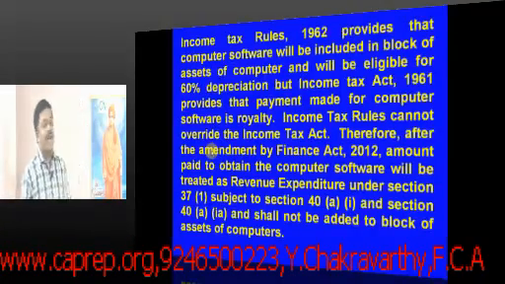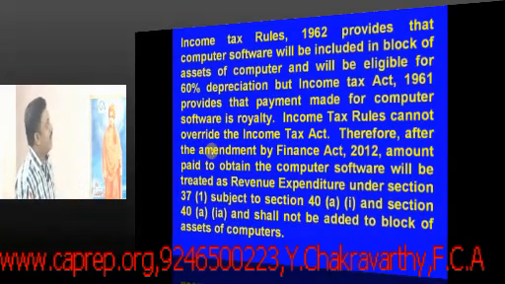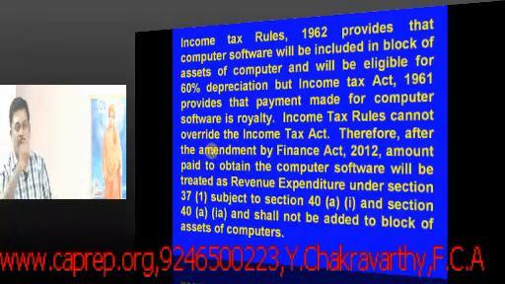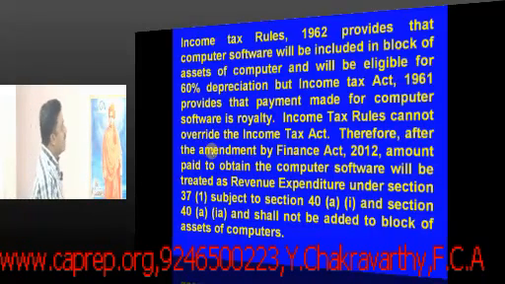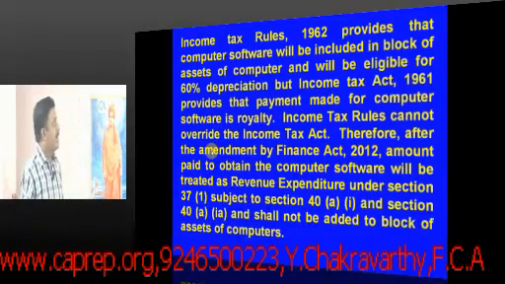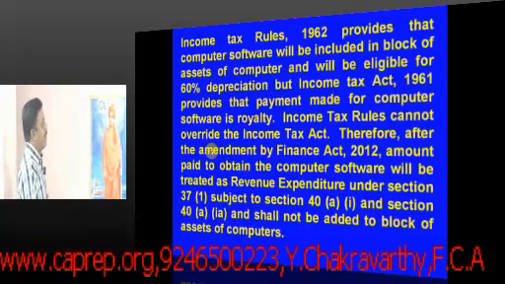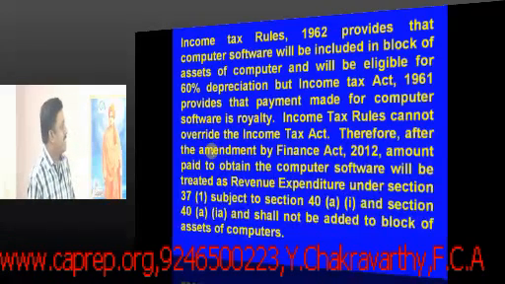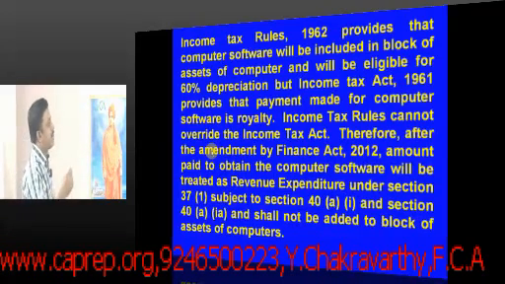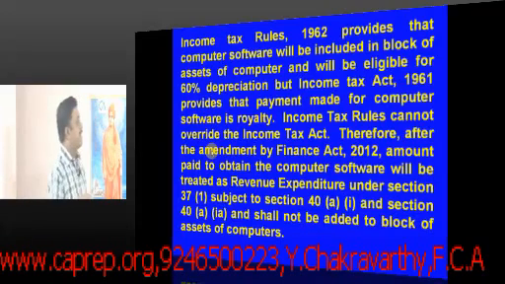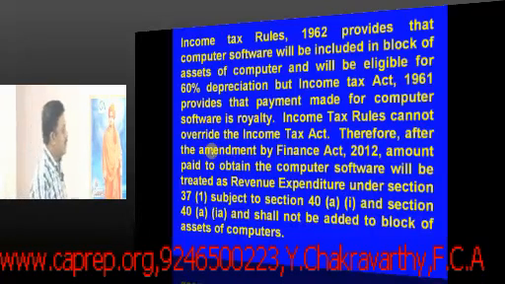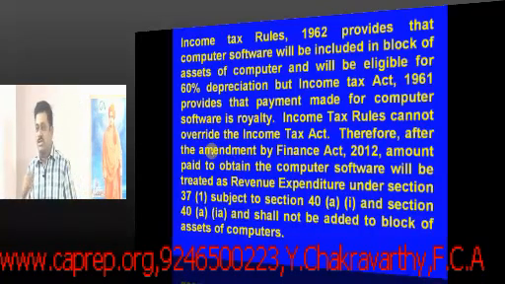So Income Tax Rules 1962 provide that computer software will be included in the block of assets, but the rules cannot override the Act. Once the Act is amended, your rules cannot have an overriding effect. So Income Tax Rules 1962 provide that computer software will be included in the block of assets of the computer and will be eligible for 60% depreciation. But the Income Tax Act 1961 provides that payment made for computer software is a royalty. So Income Tax Rules cannot override the Income Tax Act. Therefore, after the amendment through the Finance Act of 2012, the amount paid to obtain the computer software.